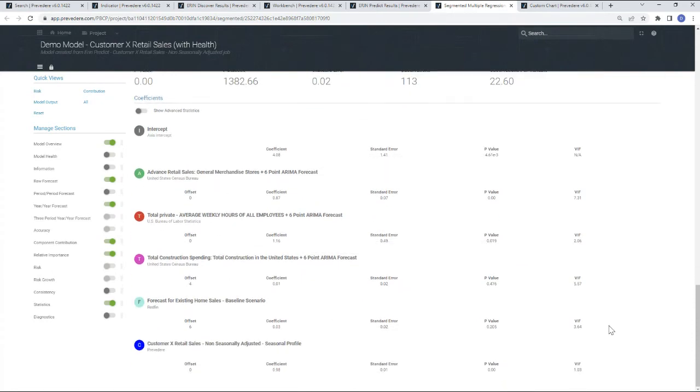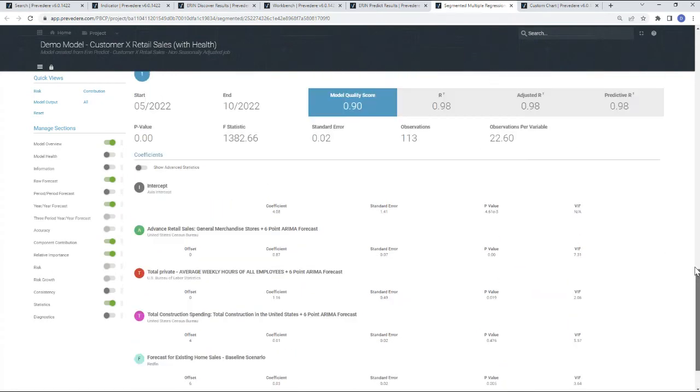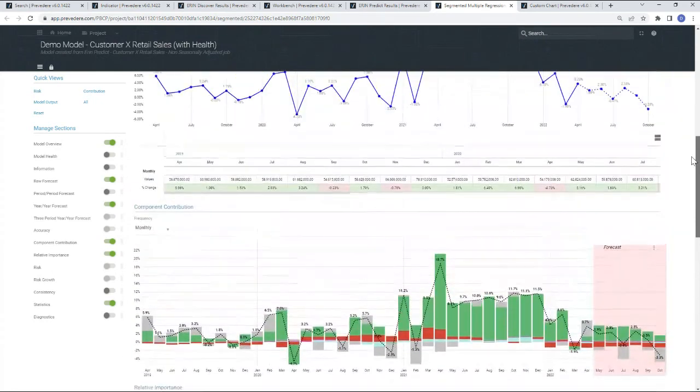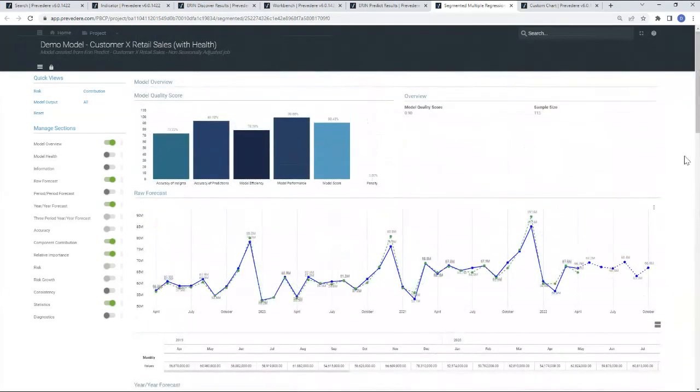We also provide all of the statistical criteria that any data scientists or analysts may be interested in when they're assessing the quality of a statistical model. And then most importantly, these models are live. These models are living, breathing forecast models.